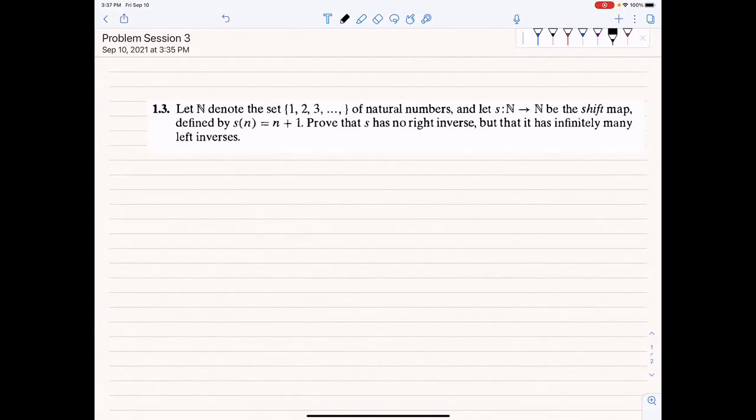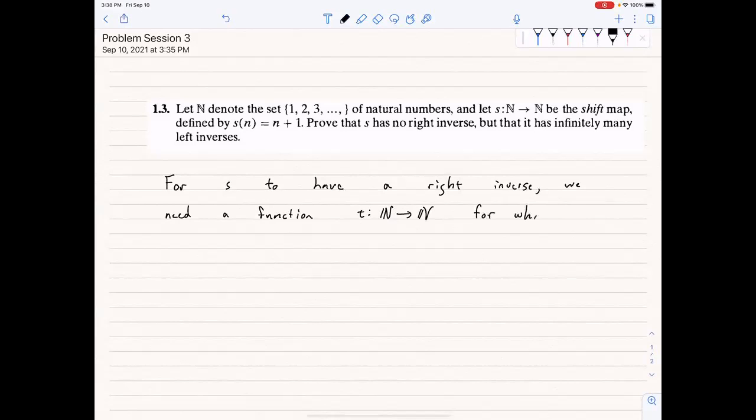Okay, so for S to have a right inverse, we need a function T, I'll call it T, sending natural numbers to itself, for which S composed with T is equal to the identity. The identity function, right? It sends everything exactly to itself.